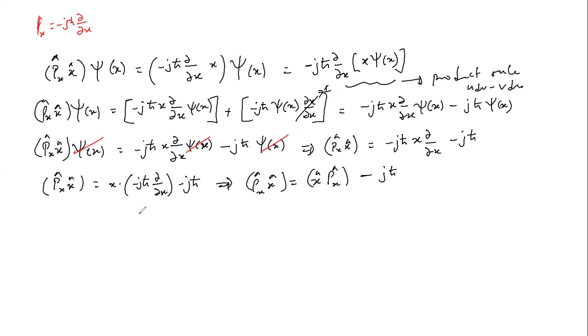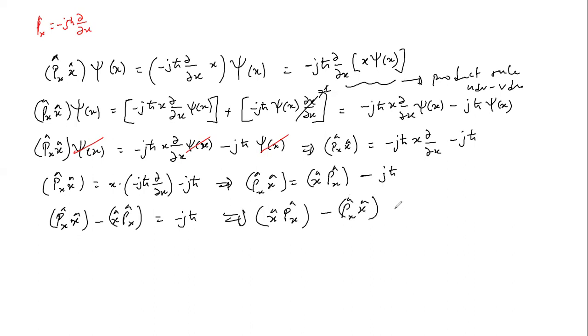Now this is going to be the same as P S hat minus S hat P S hat, which is equal to minus j h cross. Now, if we multiply through by the negative, then we have S hat P S hat minus P S hat S hat is equal to j h cross. Now, this is the same as the quantum product between X hat and P S hat, which is the commutator.